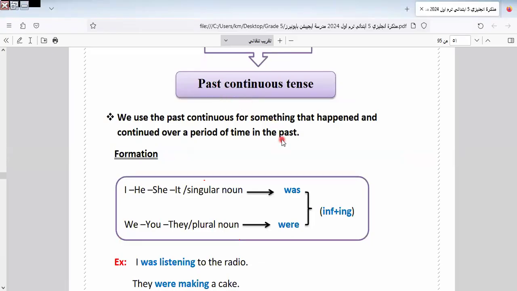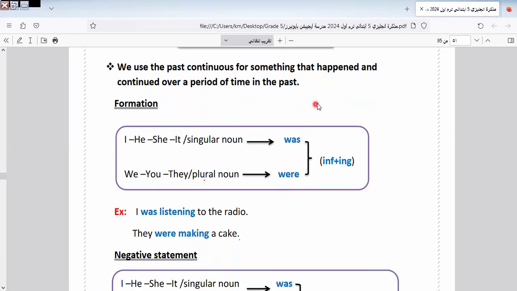Past continuous tense. We use the past continuous tense to express something that happened and continued over a period of time in the past. Here we have the formula of this tense. For he, she, it, the singular noun, we take was. You, we, they take were. It is the past of the present continuous. It will be was or were in the past plus the verb plus the ing form.